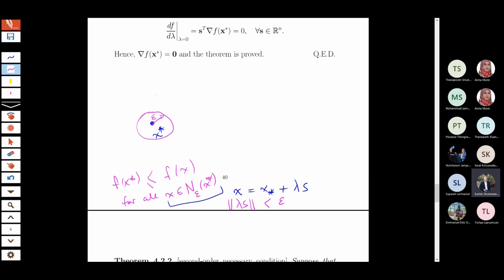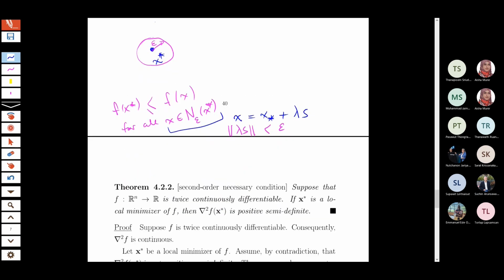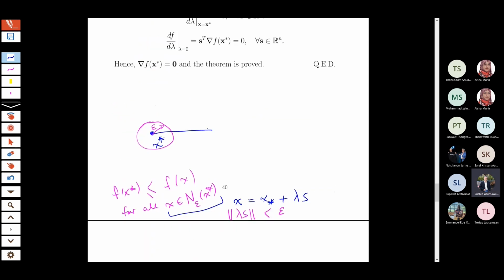Now you can see that for any direction s that we choose, if we choose s in this direction, then the graph will look like that.